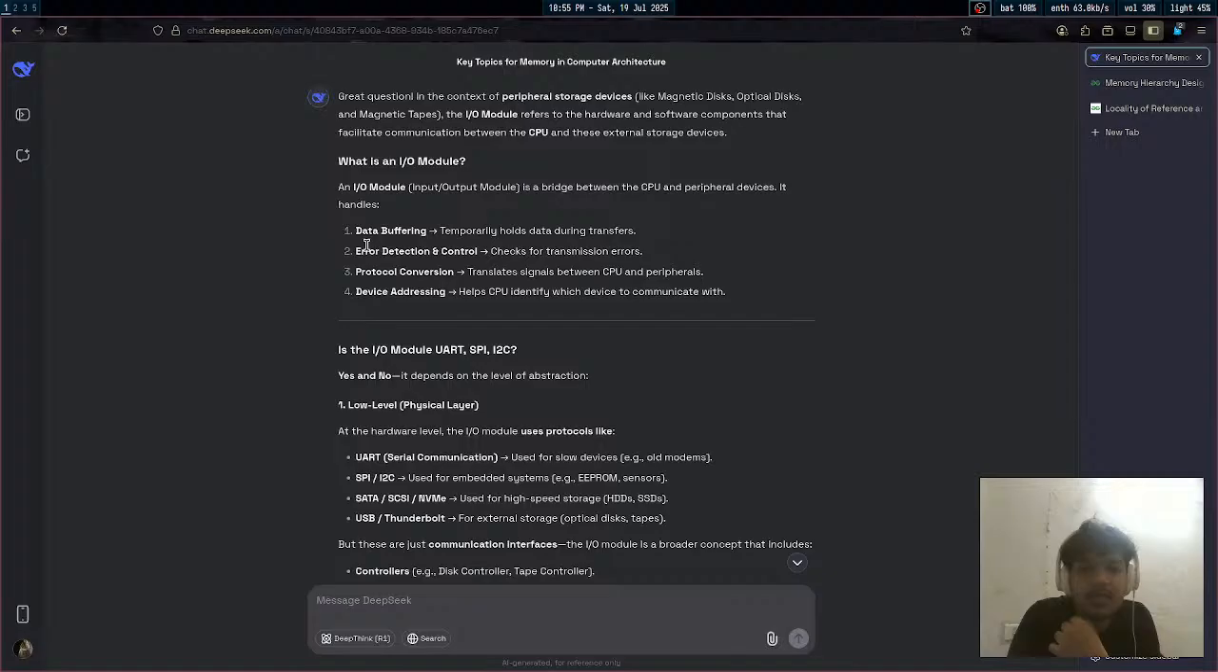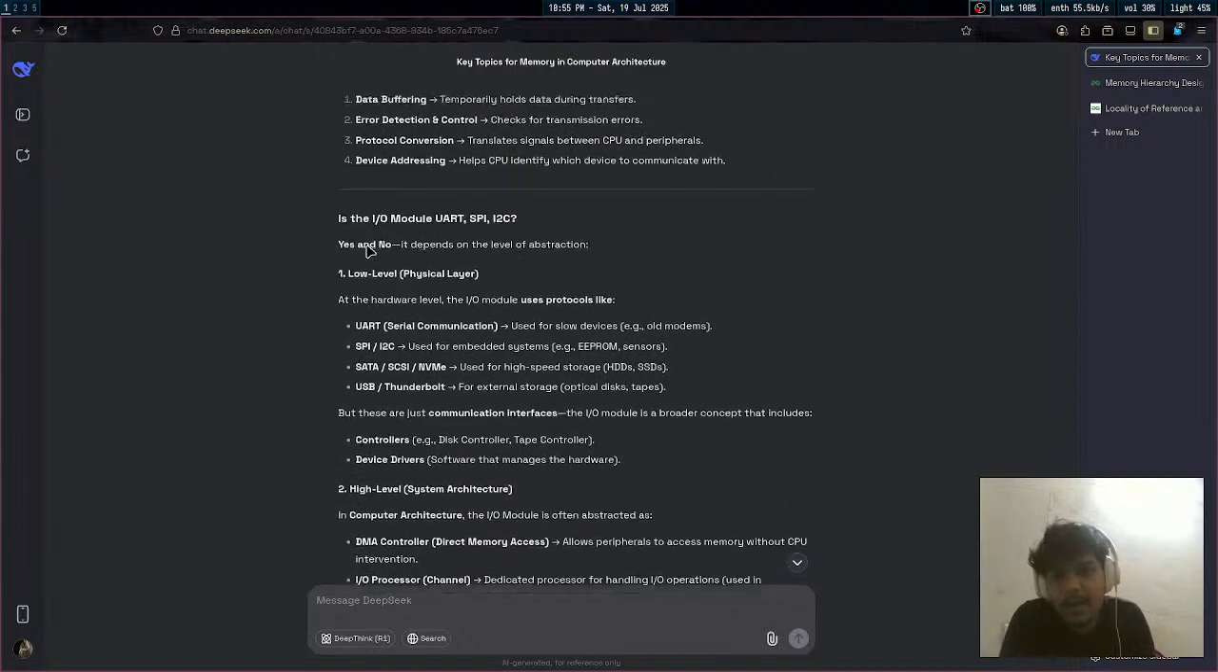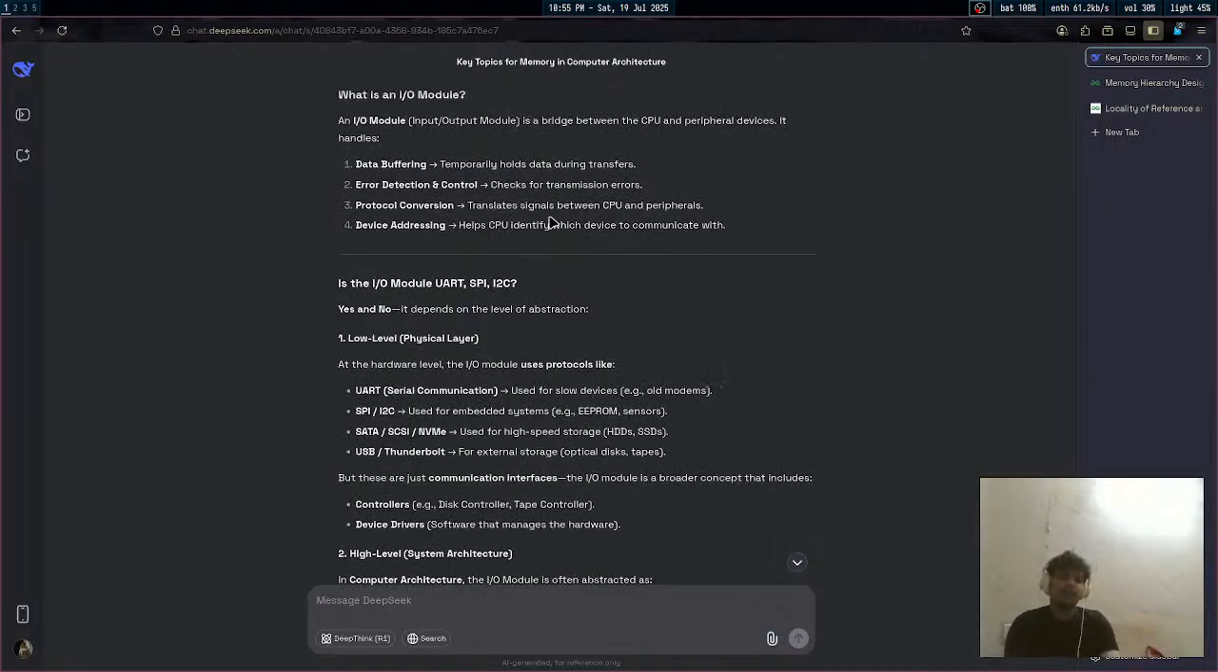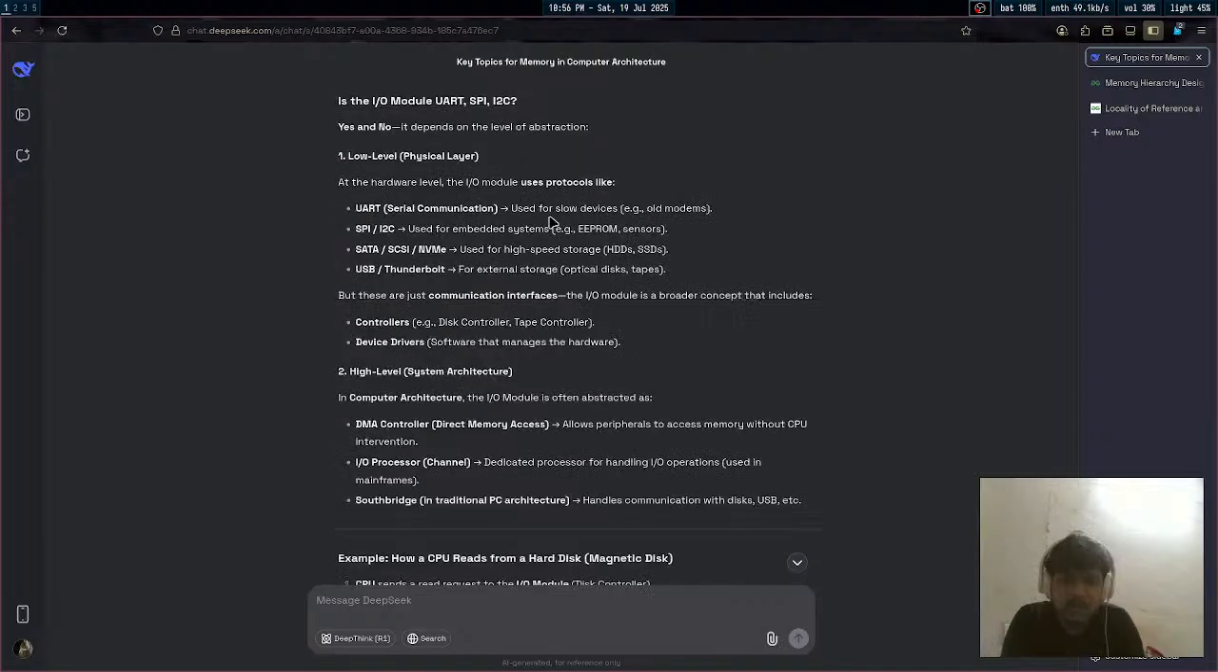Error detection and control checks for transmission error. This is probably going to handle fallback and stuff, like what if something happens, then do this thing, or error detection. Okay, sure. Protocol conversion translates signals between CPU and peripheral. Device addressing, this is probably like a mapper, because it is going to tell which device is going to be active.